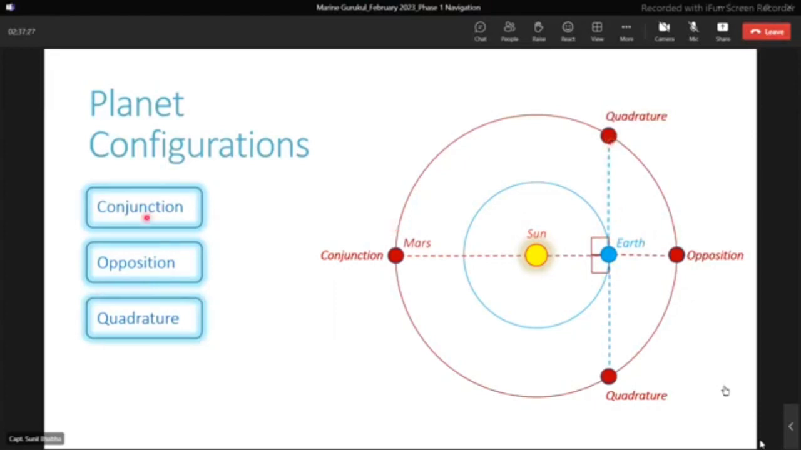So conjunction means the Sun and a particular planet are in the same direction, or the angle between them is 0. Opposition means that the directions in which the Sun and a particular planet are, are exactly opposite to each other, or the angle between the Sun and that planet is 180. And quadrature means that the direction in which the Sun is, is 90 degrees away from the direction in which the planet is, or the angle between the Sun and the planet is 90 degrees.